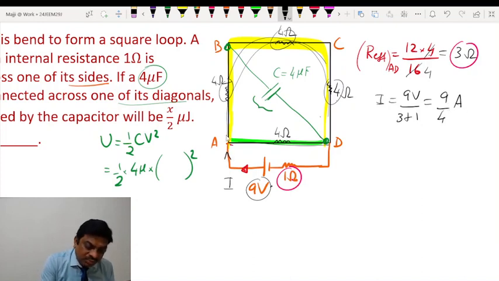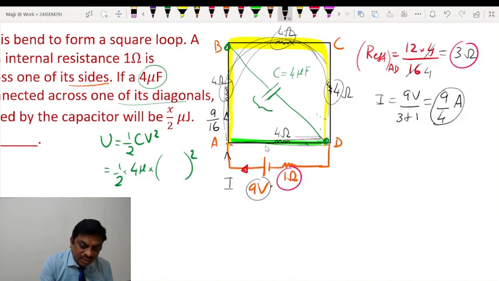Now this 9 by 4 ampere will get divided in the ratio 1:3 because the ratio of resistance is 3:1. The resistance of this yellow path is 3 times 4, whereas the resistance of this green path is 4 into 1. So 4 into 3, 4 into 1. The ratio is 3:1, so the current will be in the ratio 1:3. So it will get divided into 4 parts here. On this side we have 9 by 16, 1/4 of this, whereas on this side we have 3/4 of this.